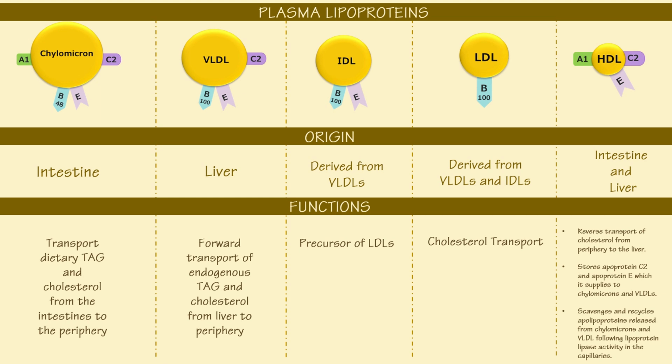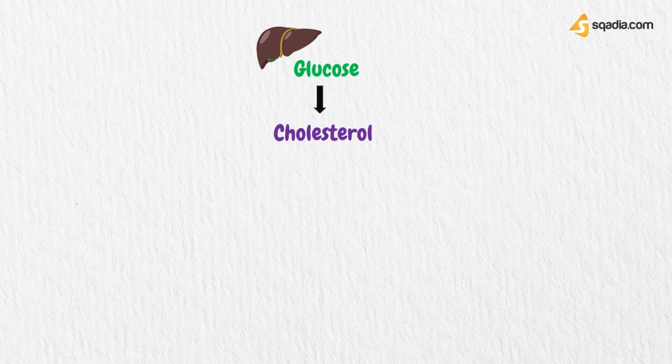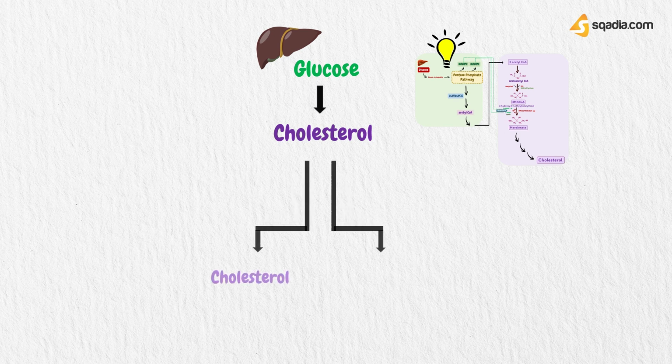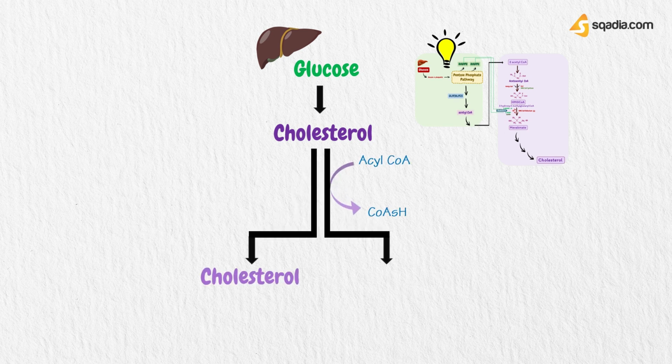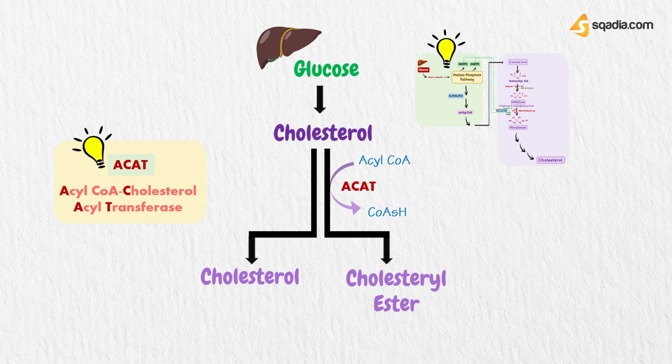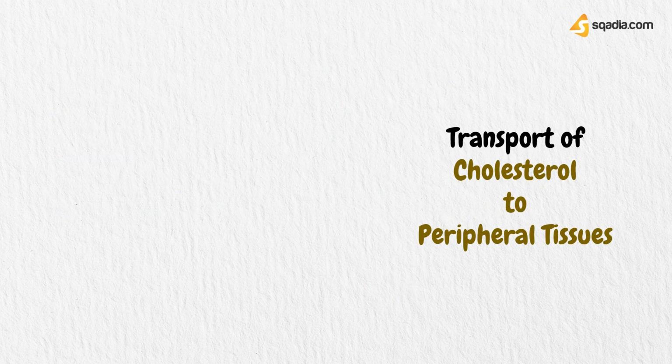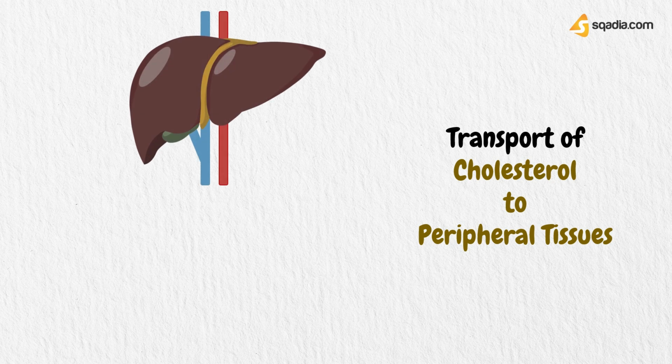Now, as you have a basic understanding of these lipoproteins, let's move ahead and learn how they help in cholesterol transport. As you know, cholesterol is synthesized from glucose by the liver. But some of the cholesterol is esterified with fatty acids in a reaction catalyzed by acyl-CoA cholesterol acyltransferase, or ACAT, to form cholesterol ester. This is hydrophobic, and with its hydrophobic associate, the triacylglycerols, is stored in the core of the nascent VLDL particles. The nascent VLDL leave the liver via the hepatic vein and progress to the periphery.